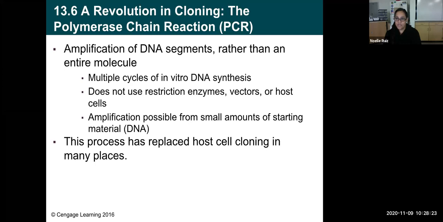This is the process that crime scene investigators go through when there's only a tiny, tiny little blood at a crime scene or a tiny, tiny little bit of DNA at a crime scene. They can put that DNA through this process to make millions more copies of it. And this process has replaced host cell cloning in many places. Because why clone a whole cell if you can just take the segment you want and copy that?